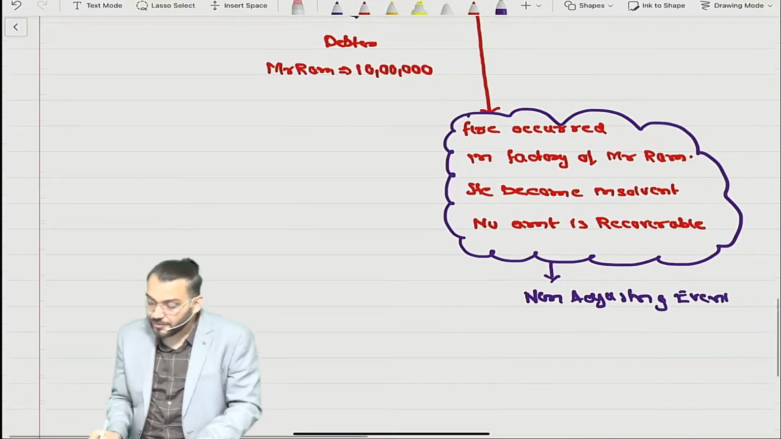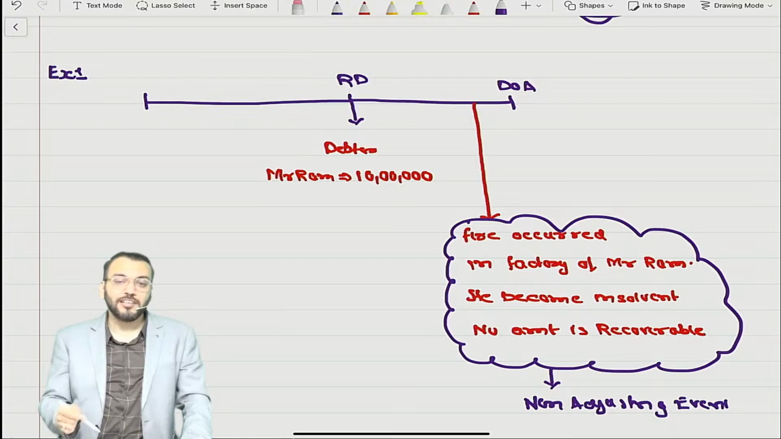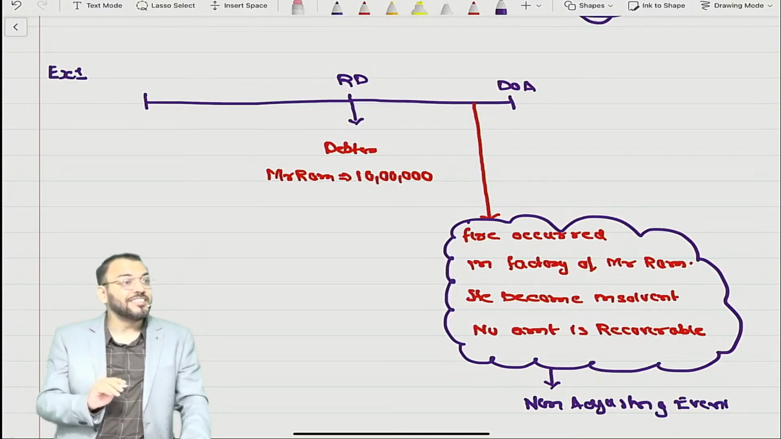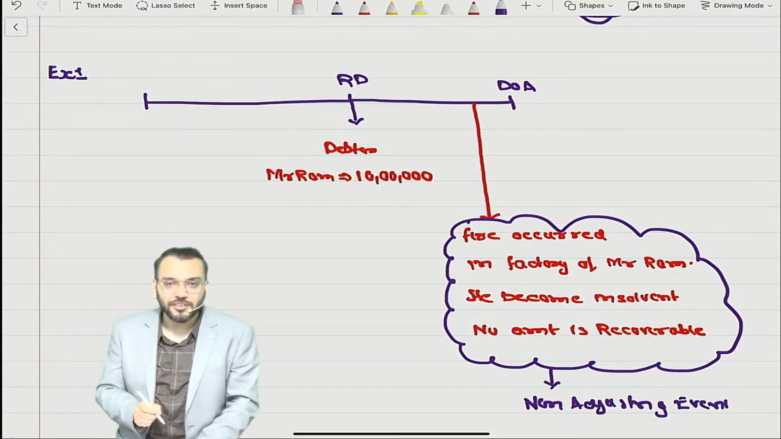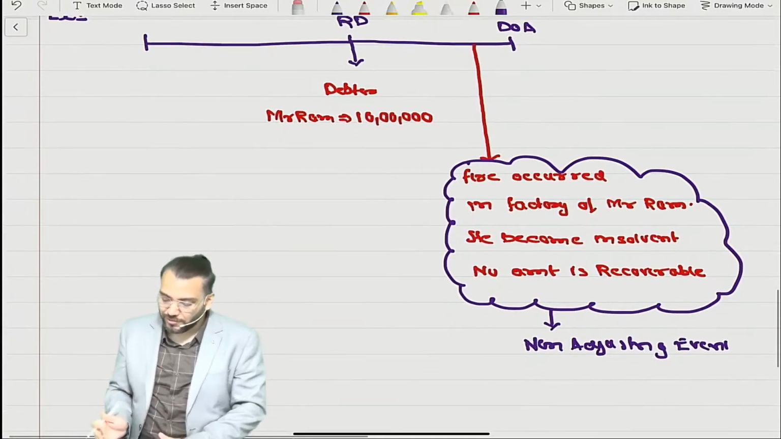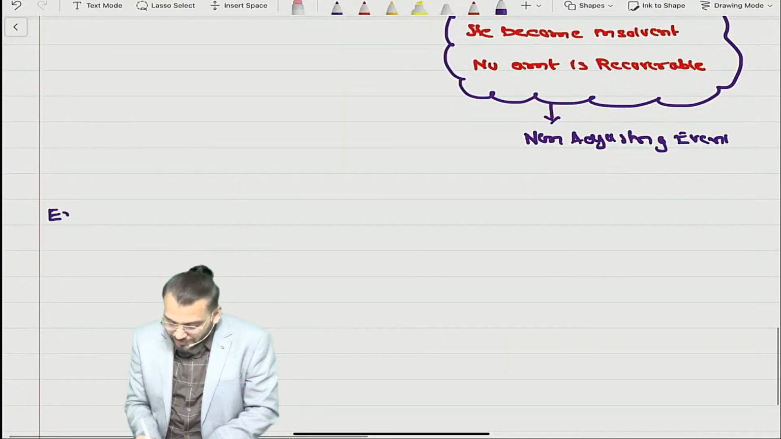Non-adjusting event. Why? Because this event which occurred after reporting date led to a condition which arises after reporting date. There was no condition on reporting date. If you want to write down the reason, write it down. Example number 1 you have understood. Come to example number 2.